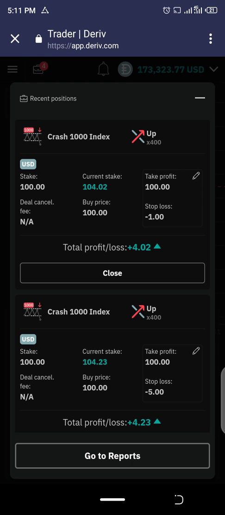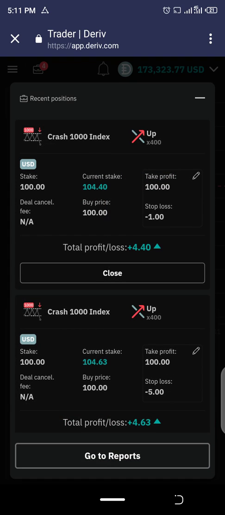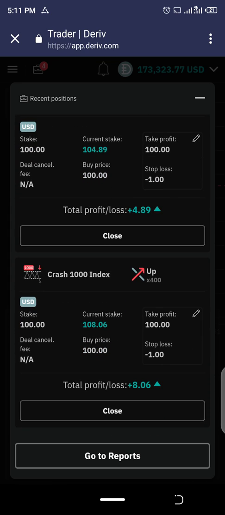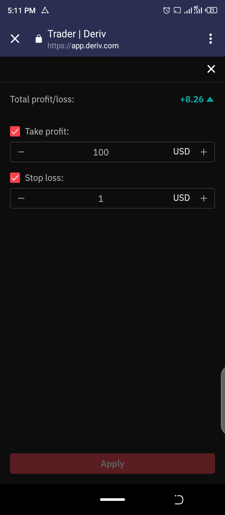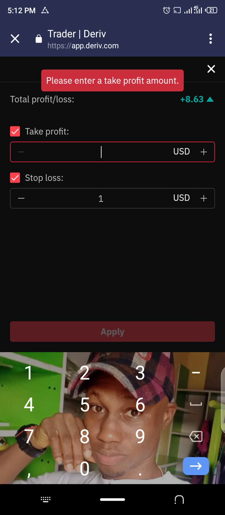So I'm going to stop this trade. I'm just going to observe this trade and see what happens, whether it closes in profit when there's a crash, or it just goes on. And then for this particular one, this first one, I'm going to be adjusting the take profit to about 8.